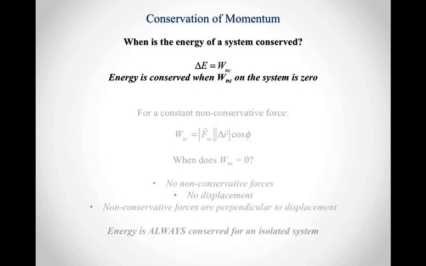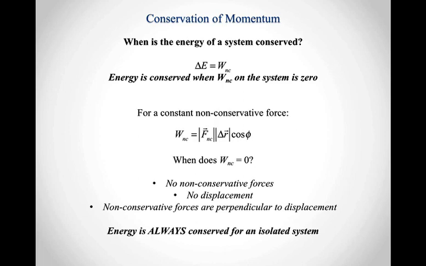So just to keep the discussion simple, let's assume that we've got a constant non-conservative force. And so that means I can think about the work done by non-conservative forces as the magnitude of the force, times the magnitude of displacement, times the cosine of the angle between those 2 vectors. So when will the work done by non-conservative forces equal 0? Well, the first option is that there either are no non-conservative forces or there are, but they cancel each other out. So when you add up all the non-conservative forces acting on your system, they cancel.